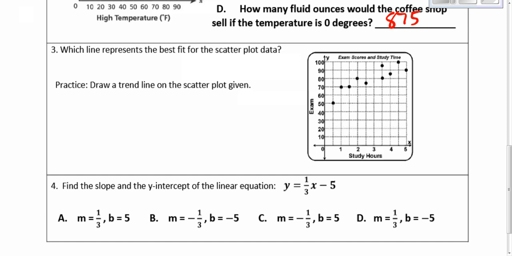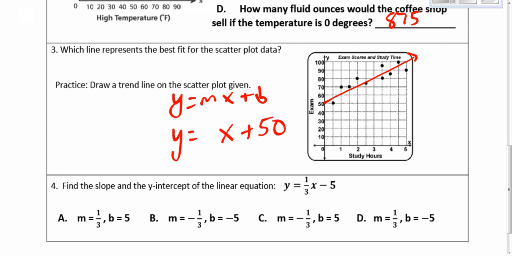So something like that. And then if you wanted to write the equation of that line, an easier form is y equals mx plus b. So I can see that the y-intercept is 50, and then I just have to figure out the slope. So I do rise over run, so I'm going to use this point and this point. So it looks like it's up 10 over 1, so 10x plus 50. So you need those two pieces. Find the slope and y-intercept in that linear equation. Hopefully it's really easy, it's just D.